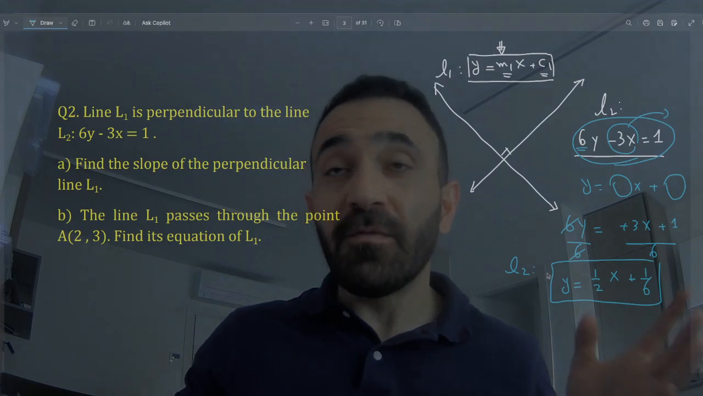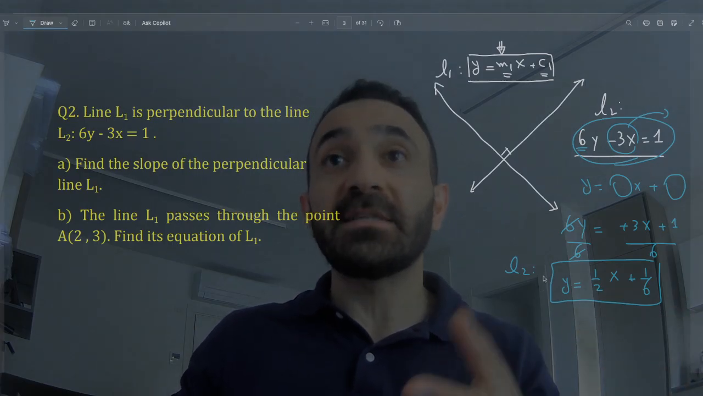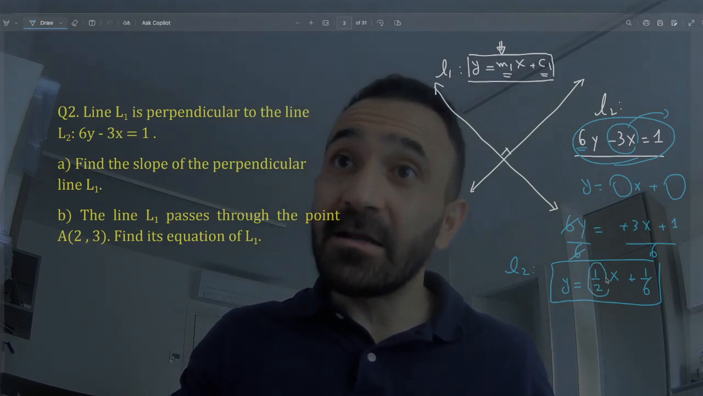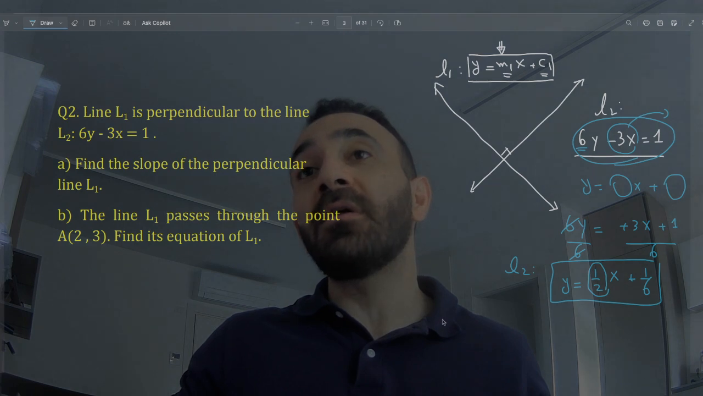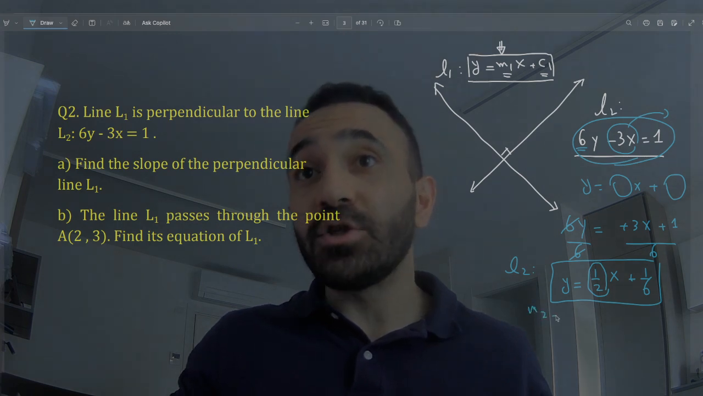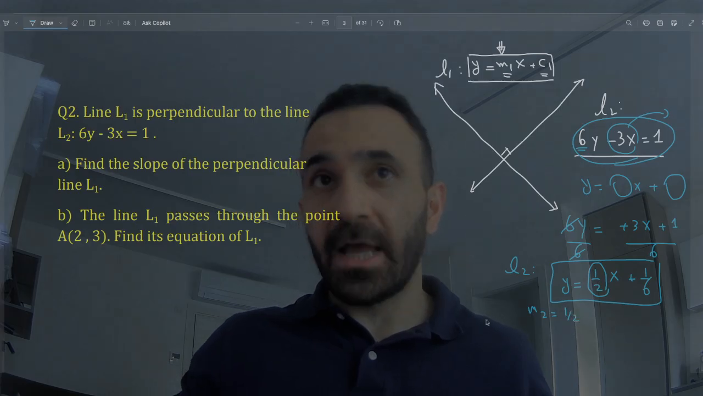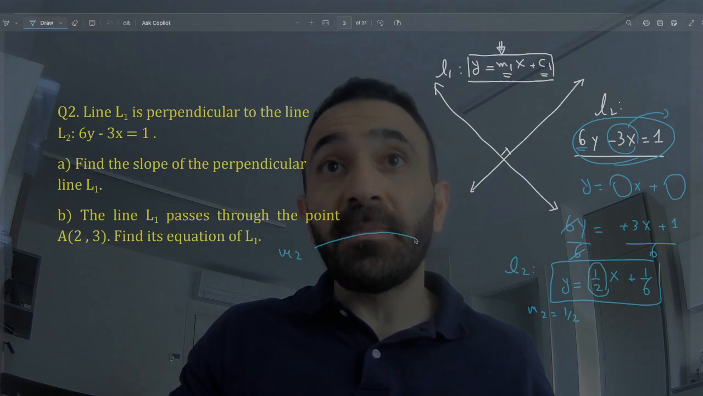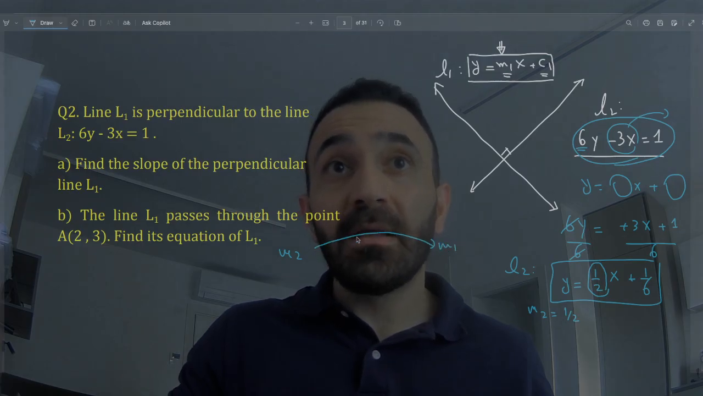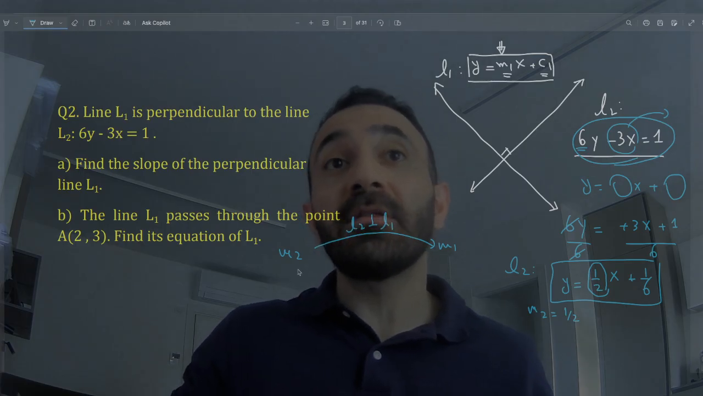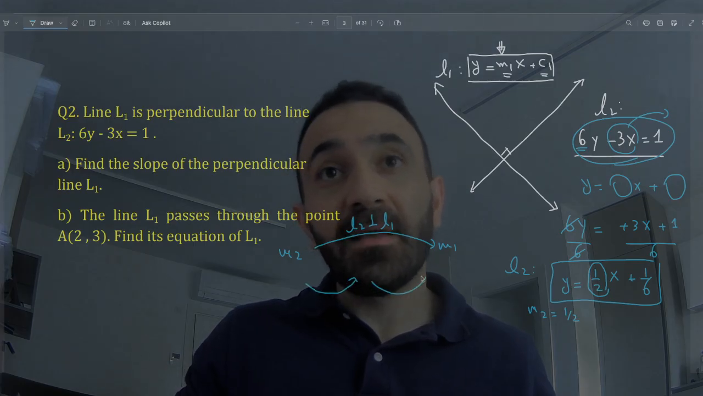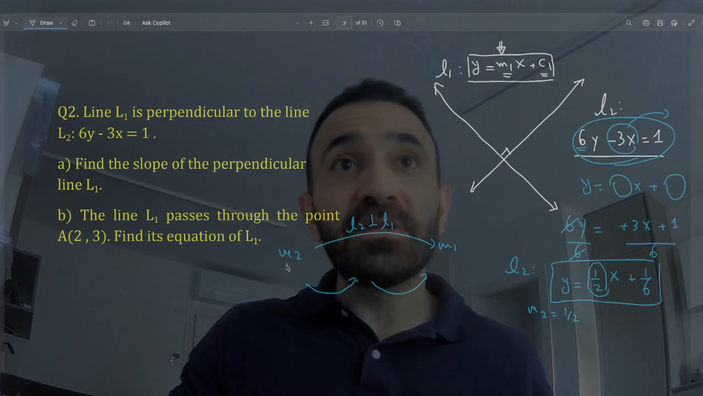This is the equation of line 2 in the slope-intercept form. Okay? Now you can tell me that the slope of this line is 1 over 2. Slope of line 2 is 1 over 2. If you have the slope of one line and you're going to find the perpendicular line, so L2 perpendicular to L1, how can you find M1? You need to do two operations. So what is M2? M2 is 1 over 2.